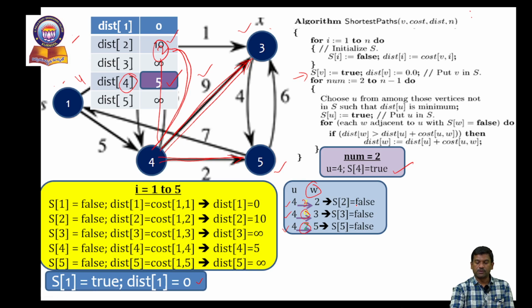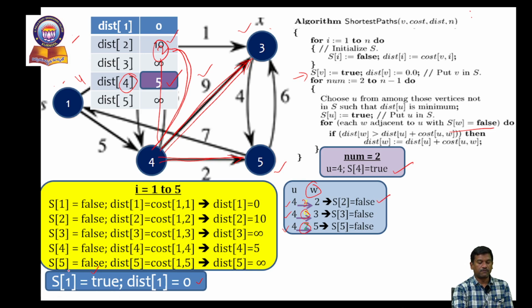And you should also check each W for S of W equal to false, because according to this condition, S of W is equal to false should also be true. So far we have explored S of 1 is equal to true, and according to this case, S of 2 is equal to false. It is the true condition.